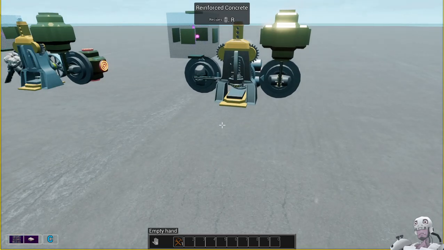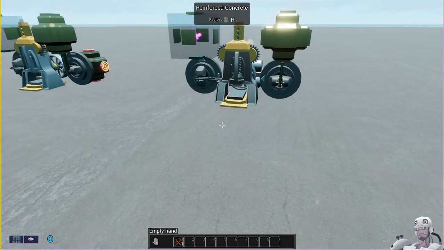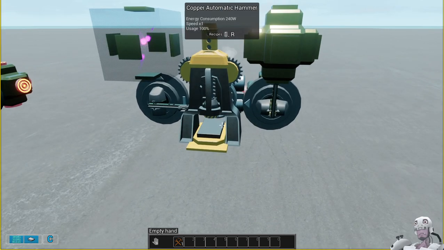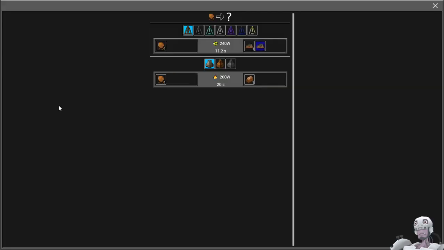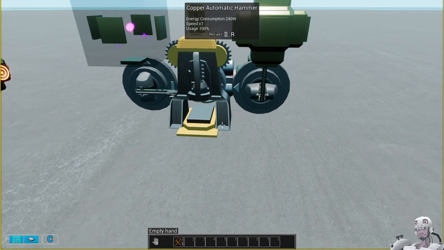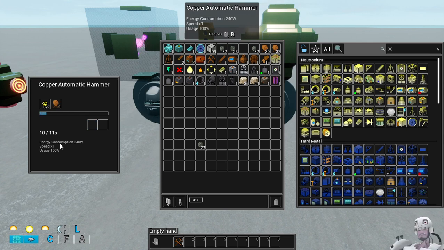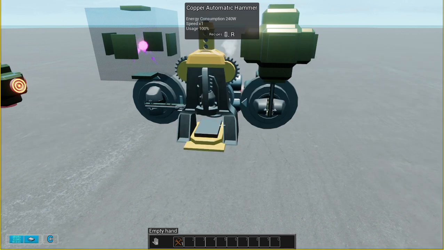Consumers are machines or tools that take some kind of energy and use it to make something. In this case, you have our copper hammer that is using kinetic energy to break copper ore into copper gravel. As you can see here, it says that it's going to consume 240 watts of power during 11 seconds to break one copper ore into gravel. But that's the copper one.